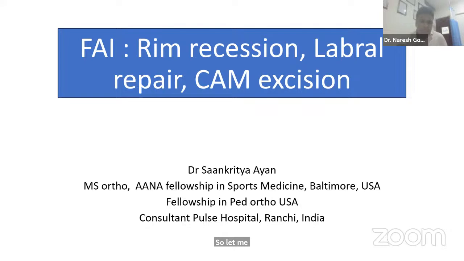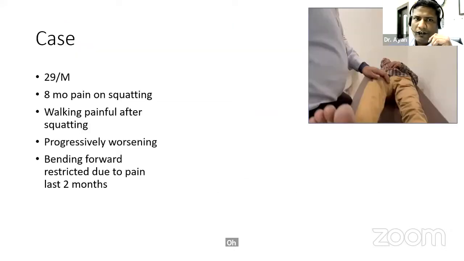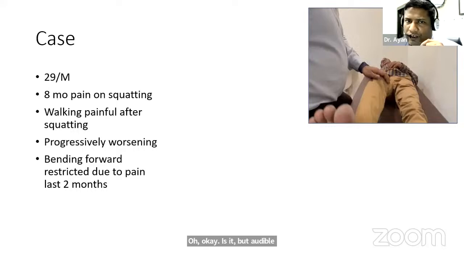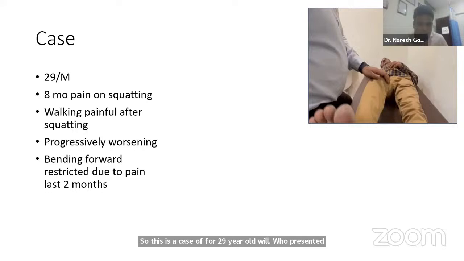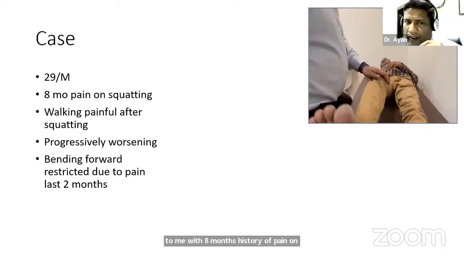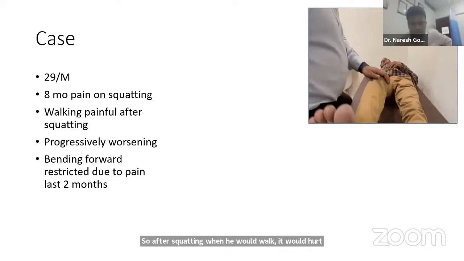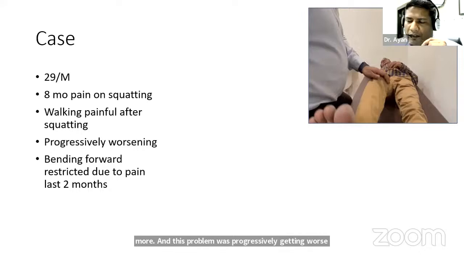This is a case of a 29-year-old male who presented to me with an 8-month history of pain on squatting. After squatting, when he would walk, it would hurt more, and this problem was progressively getting worse. For the last 2 months, even bending forward was causing pain in the right groin.